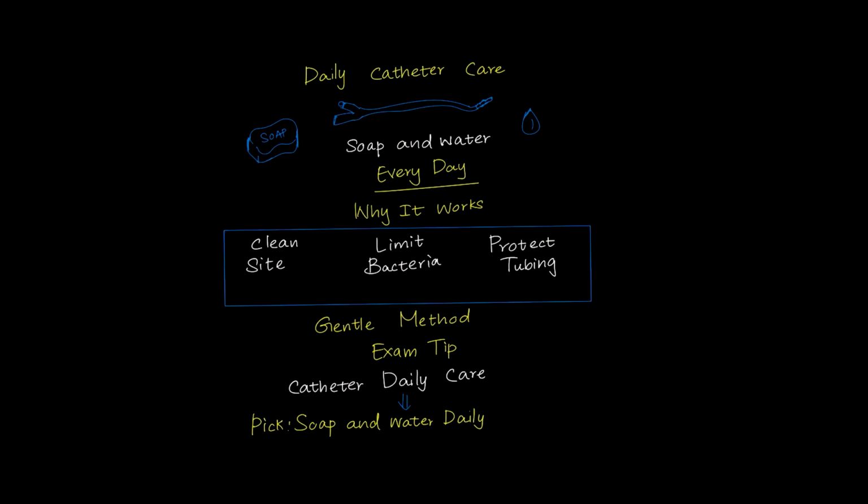Scrubbing the catheter with an abrasive cloth tears the tubing surface, can damage the urethral meatus, and contradicts the wash and rinse approach the study guide requires. Soap, water, daily. Here's a D439 OA exam tip for you. On catheter hygiene questions, pick the soap and water answer. Quick recall hook: soap and water, simple and safe.